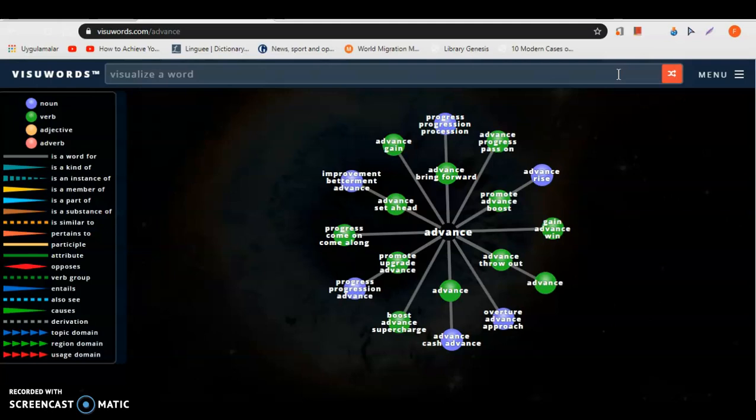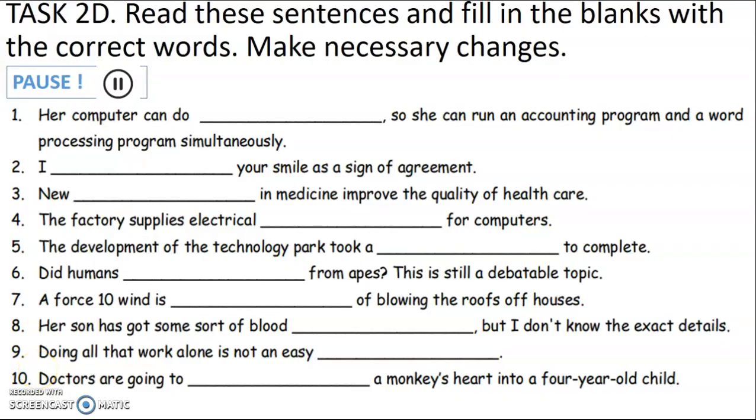So now let's continue with our reading class. And this is the last task for the reading text. You're going to read these sentences below and fill in the blanks with the correct words. And these words you need are the words that you studied in the previous exercise. So please make necessary changes while you're putting down the correct word. Pause the video if you need to and note down your answers, and we'll be back with the answer key again in a few seconds.